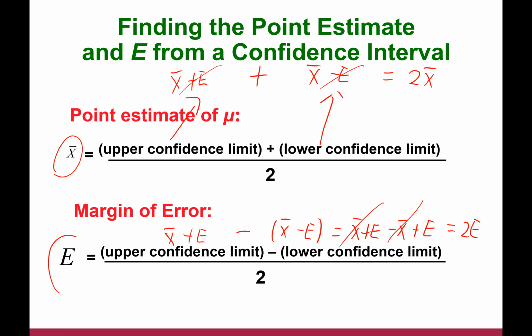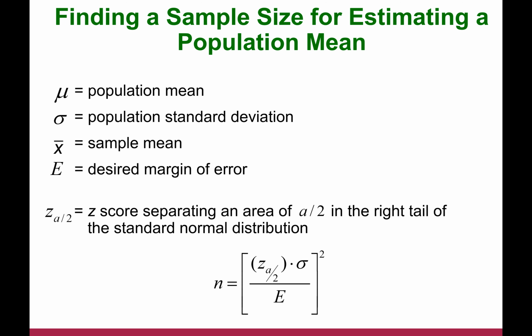Divide by 2, we get the margin of error. So if you know both the lower limit and upper limit, you can find the sample mean and margin of error pretty easily just using these two formulas.